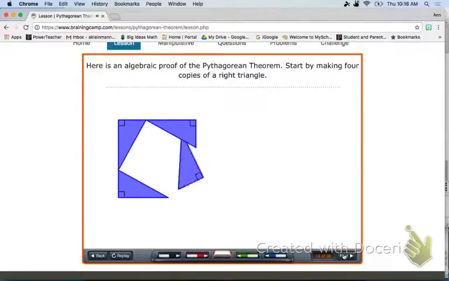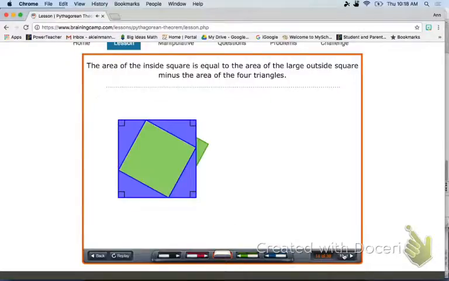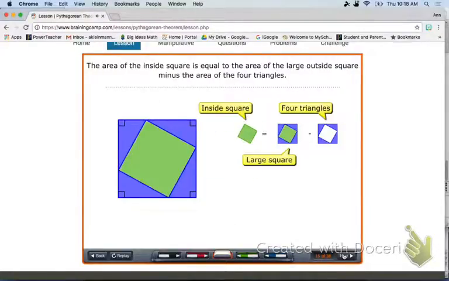Here is an algebraic proof of the Pythagorean theorem. Start by making 4 copies of a right triangle. The area of the inside square is equal to the area of the large outside square minus the area of the 4 triangles.